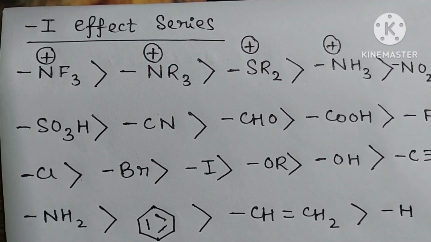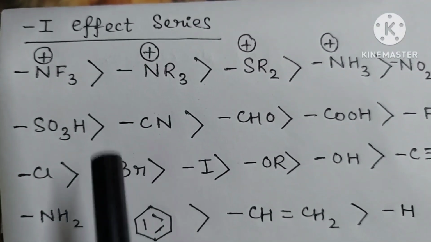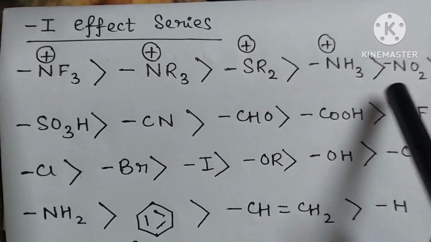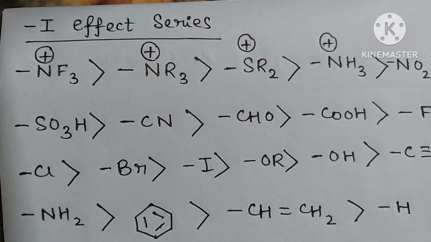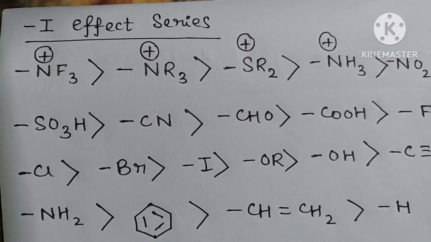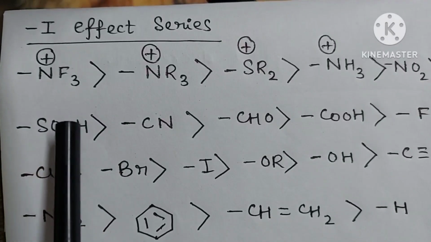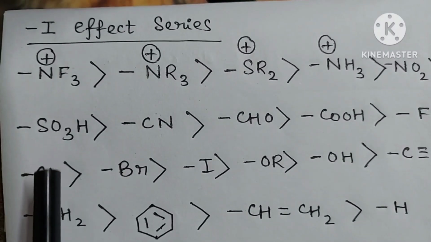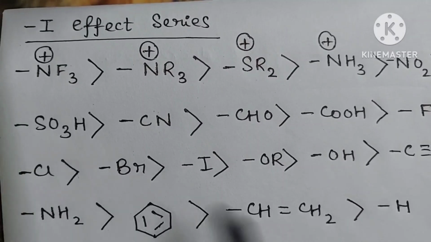Next we are having the minus I effect series, okay. Here the groups that are shown all are electron withdrawing groups. That means they do not have electrons and that's why they are going to withdraw electrons from others, okay. So here we are going to study which group is having greater minus I effect and which group is having lesser minus I effect. So here is the series.